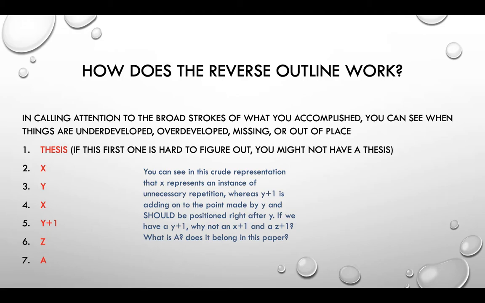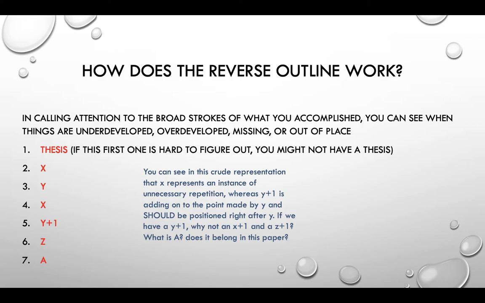For number one, that's usually going to be your introductory paragraph, and that's where we'll see your thesis at the end of that paragraph. And if you're really struggling to put words to this, then you might not have a thesis, and that is something that we want the reverse outline to show us if that's the case. I like to use these symbolic letters just to represent some things you might see once you get this summary in front of you.